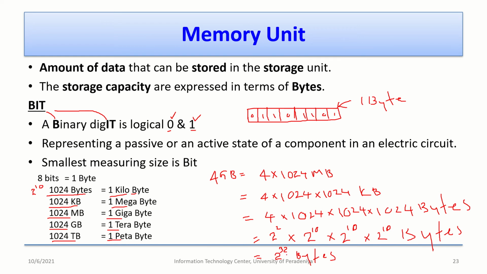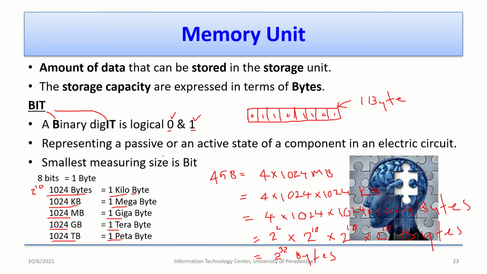If you want, you can convert it to bits because one byte means 8 bits. If you multiply this one by 8, then that number of bits are there. So likewise, we can convert any memory unit into the smallest unit of memory, right? Okay, so that's about the memory unit.